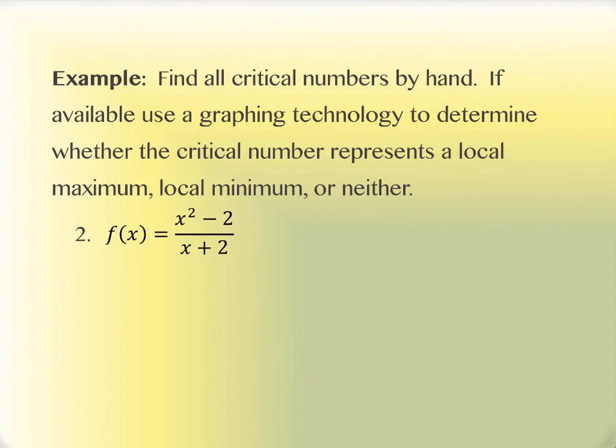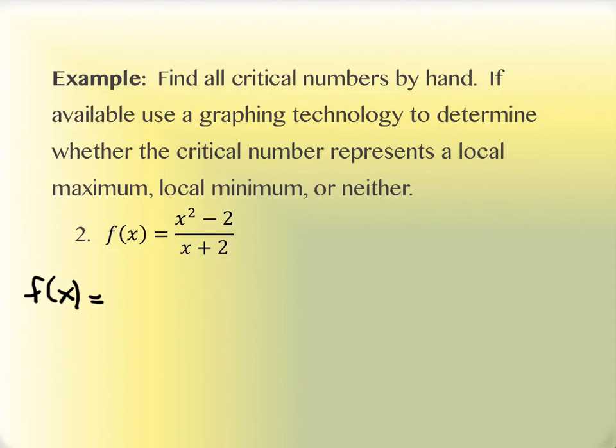First part of the directions is the same. Find the critical numbers by hand. And then it says you can use graphing technology, so your graphing calculator should be fine, to determine if the critical number represents a local max, min, or neither. So we'll graph it in a minute, but let's actually find those critical numbers by hand. This one's a little bit more complicated because it's a quotient rule. So we'll get back to practicing on that. Some of you need some more practice, I know.